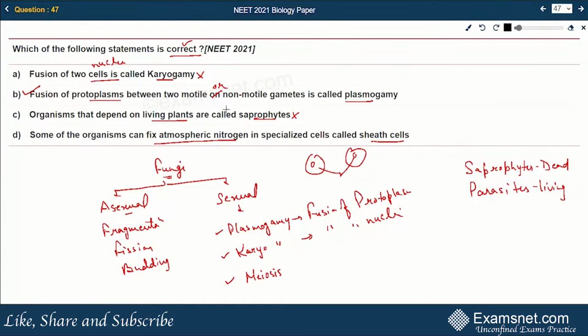What is option D? Some of the organisms can fix atmospheric nitrogen in specialized cells. These cells are known as heterocysts and not the sheath cells. And these heterocysts are present in some blue-green algae. So I hope you understood this.